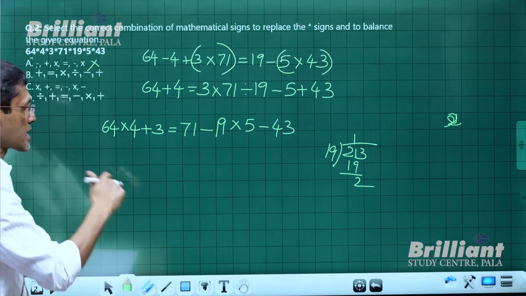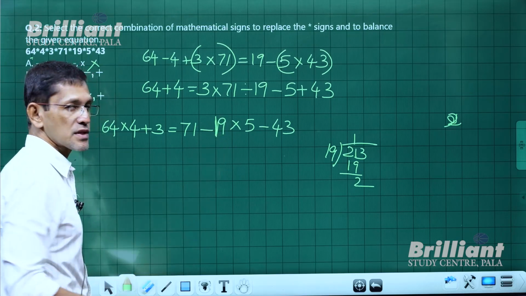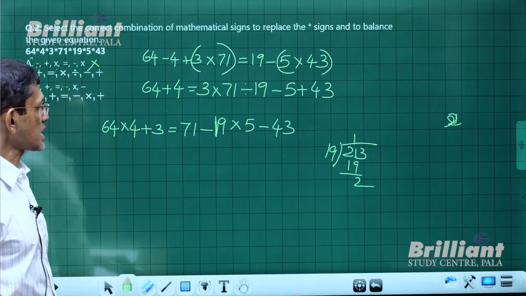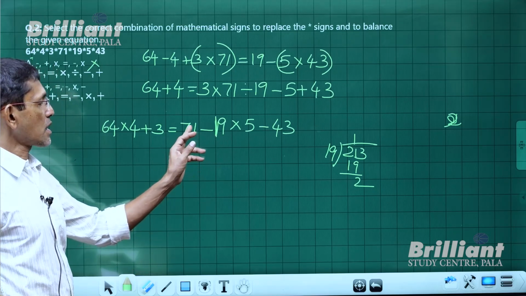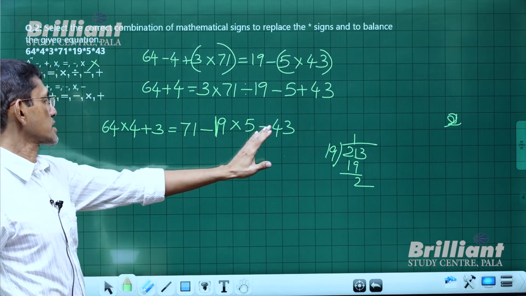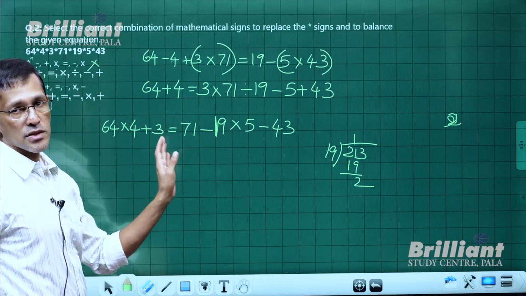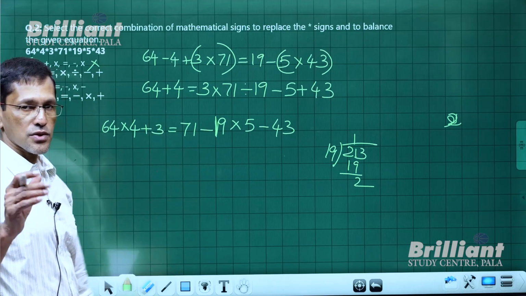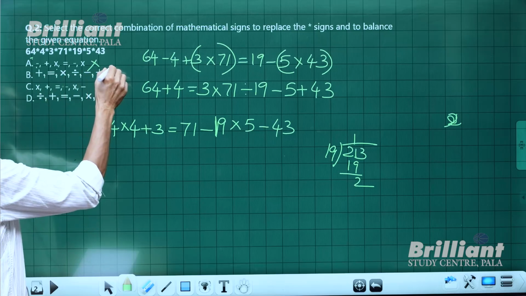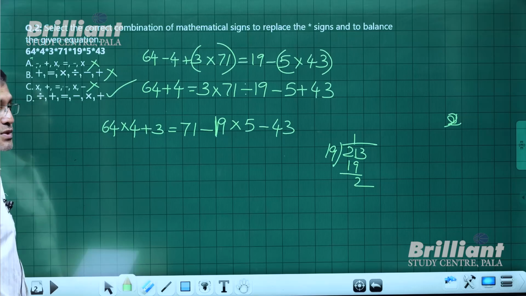So here 19 into 5, how much is that? 95, right? 20 into 5 is 100, 19 into 5 is 95. So 71, and this is minus 95, this is minus 43. So the right hand side is going to be negative, the left hand side is positive. So both sides are not going to be equal. So definitely we have checked the first one, second one, third one. It's not the answer. So naturally the last one is going to be the answer.